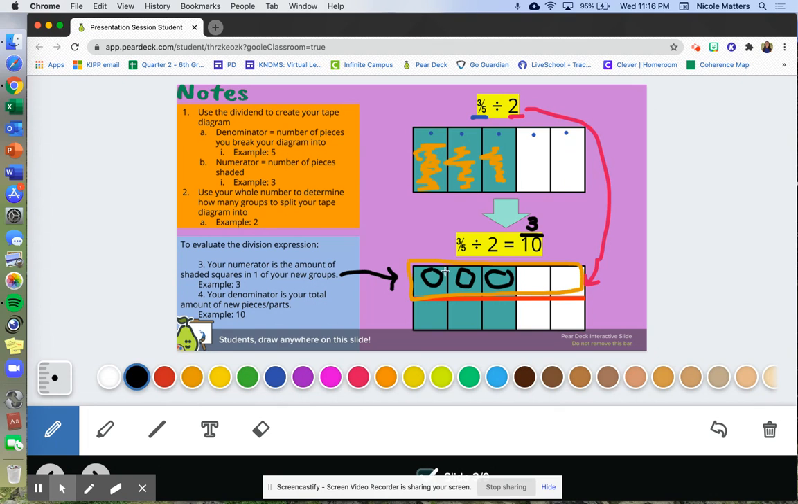But anyway, I found my numerator by looking at the total number of shaded squares in one group.